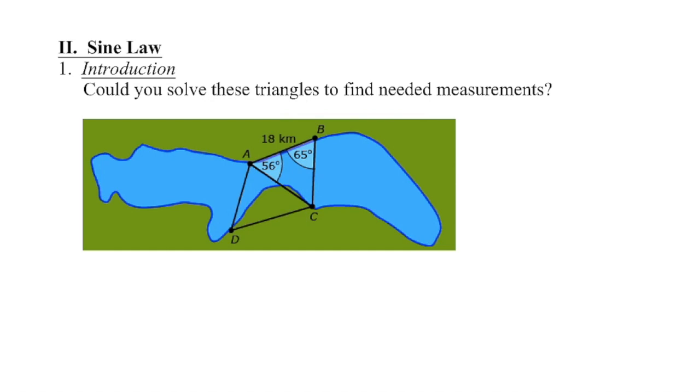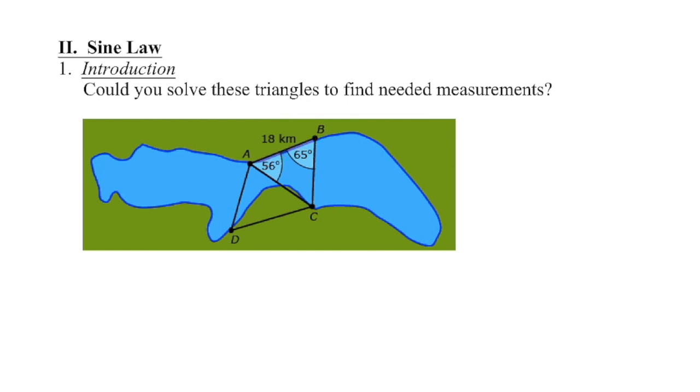We're given the length of side AB, or lowercase c. We're also given two angle measures. So are we able to determine the missing angle measures and missing side lengths? Well, we could figure out what this angle is because we know the sum of the interior angles in a triangle is 180, so we could get that angle.